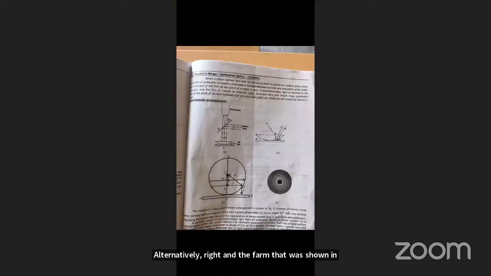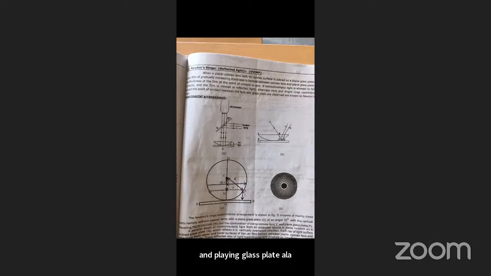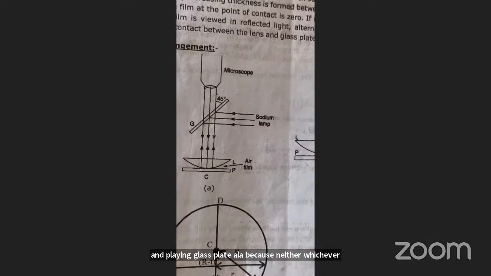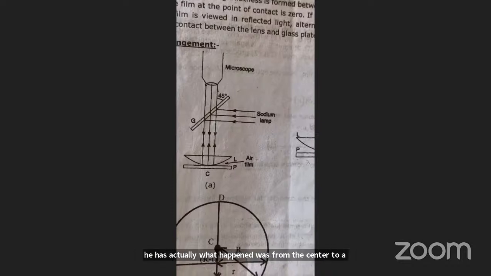When a plano convex lens with its convex surface is placed on a glass plate, an air film of gradually increasing thickness is formed between the convex lens and the plain glass plate. Here is the plain glass plate P, and the convex surface of the lens is touching it. From the center to the edges, the air film thickness increases. Are you observing figure A?